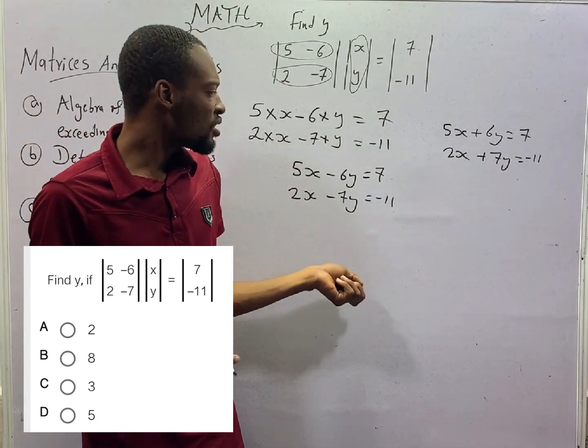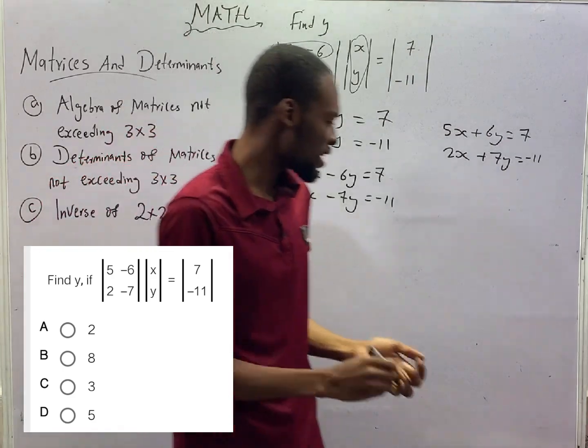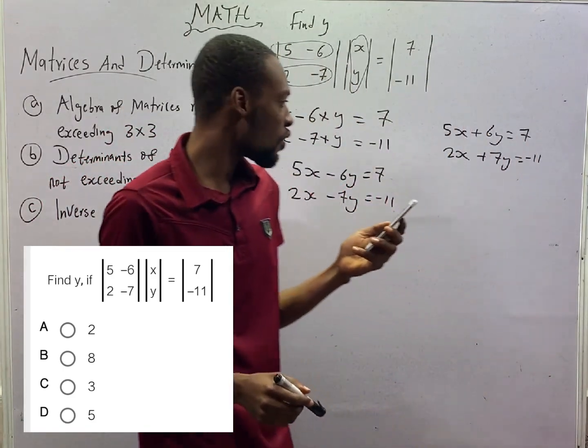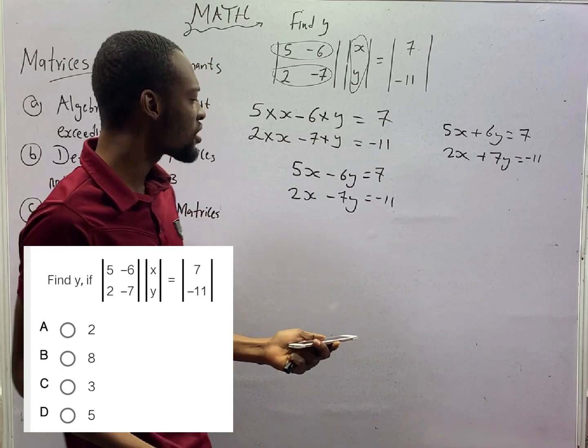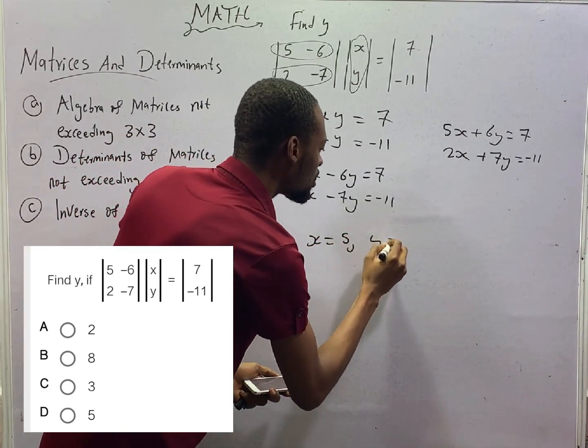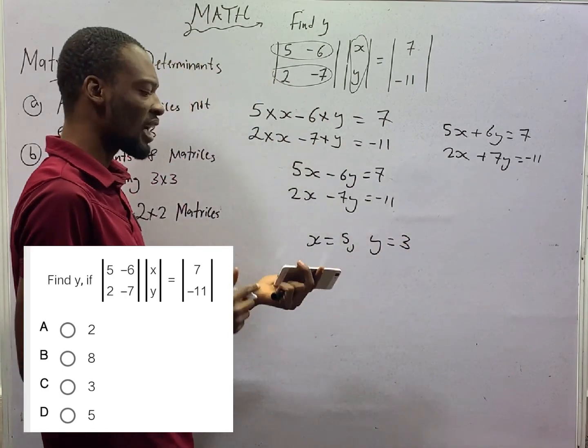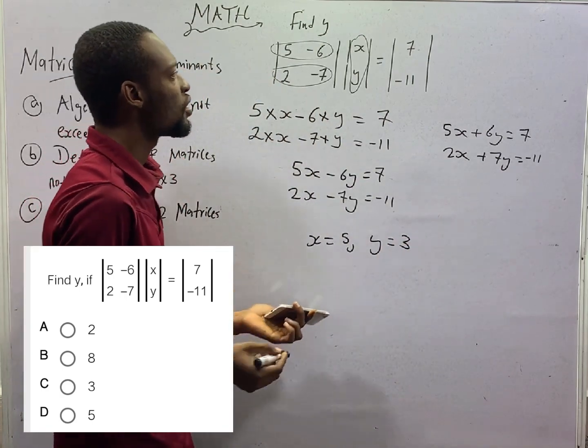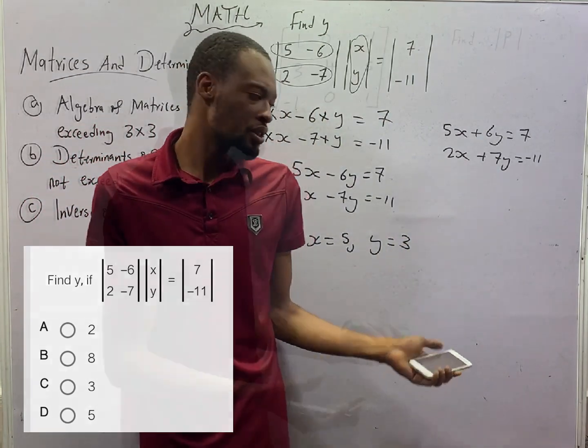From here, you solve and you get your value of S and you get your value for Y. Solving this, you will get S equals 5, Y equals 3. We are not asked for the value of S, we are asked for the value of Y. So the answer is 3.